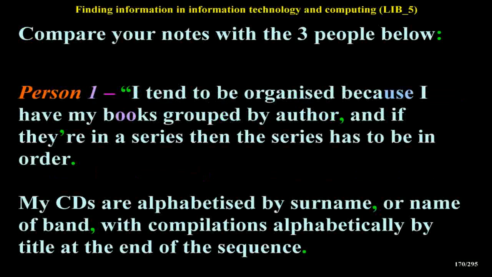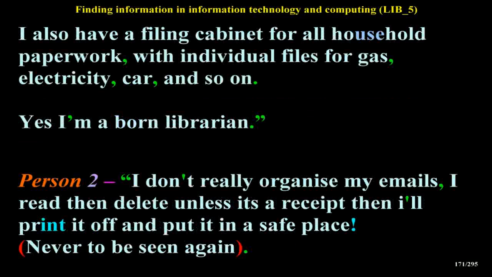Person 1. I tend to be organized because I have my books grouped by author, and if they're in a series then the series has to be in order. My CDs are alphabetized by surname, or name of band, with compilations alphabetically by title at the end of the sequence. I also have a filing cabinet for all household paperwork, with individual files for gas, electricity, car, and so on. Yes, I'm a born librarian.